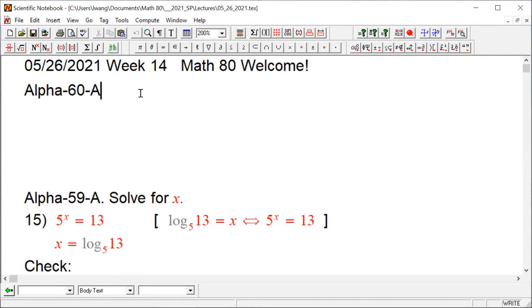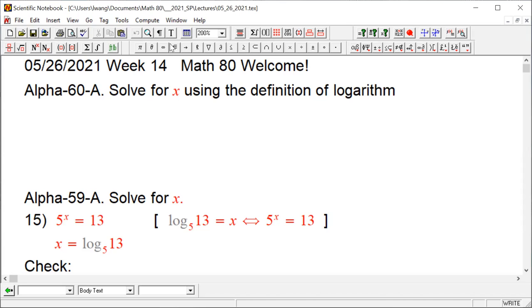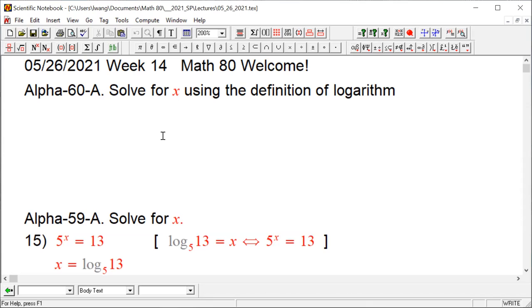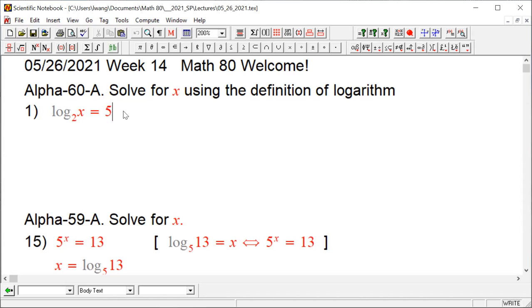Okay, it's still solving for x. You're told to use the definition of logarithm. Take the first one for example. We have log base 2 of x equals 5, and we want to know what x would be.